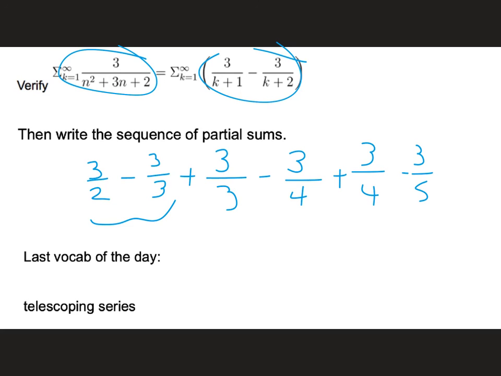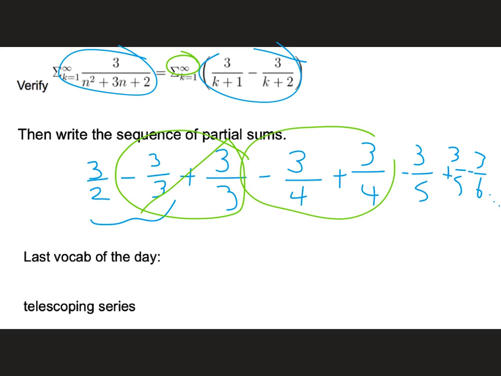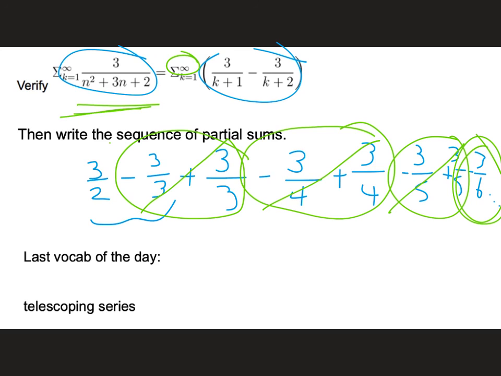When k is 4, I forgot what number I was on, it'll be 3/5 minus 3/6, etc. You should notice, if we look at this as an infinite thing, those are going to cancel. Those are going to cancel. Those are going to cancel. All of this will cancel, and this sum will be just that term.